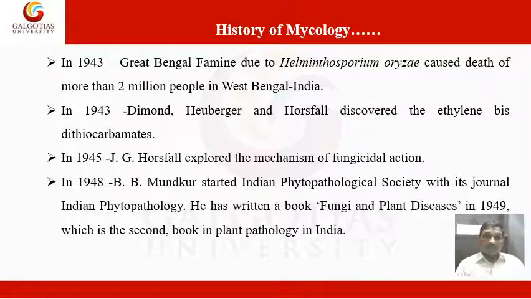And in 1943, Dimond, Heuberger and Horsfall discovered the ethylene bis dithiocarbamates, which were very effective in controlling plant diseases. In 1945, J.G. Horsfall explored the mechanism of fungicidal action, and in 1948, B.B. Mundkur started the Indian Phytopathological Society.